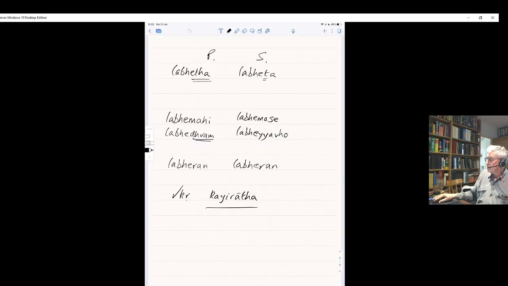One point that I omitted to mention in the earlier video was an ambiguity of form. I mentioned that we have the optative here, I'm underlining on my screen, labheta in Pali, which is the optative atmanepada, kind of the middle voice as it were. Labheta in Pali, labheta in Sanskrit.